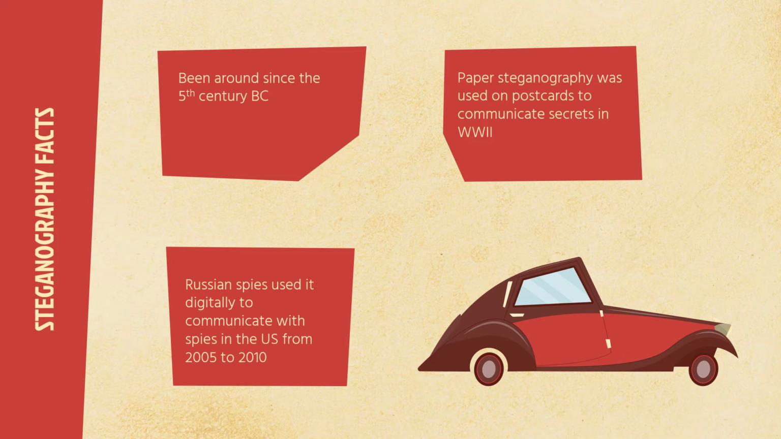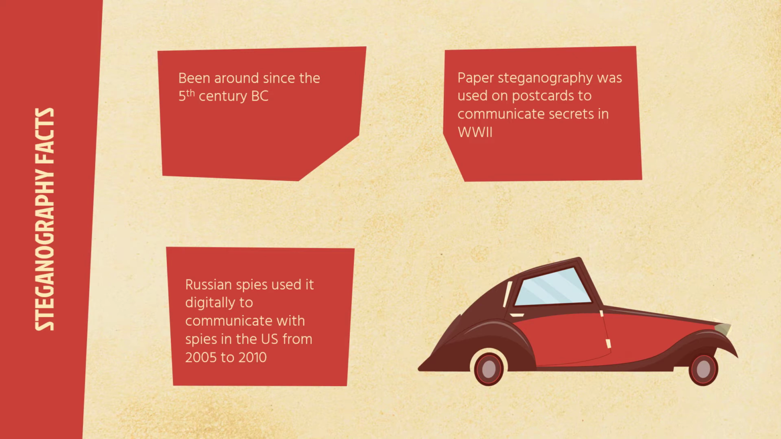Back in World War II, they did steganography via paper. They would do it on postcards to communicate secrets. What they would do is they would cut the edge of the postcard almost imperceptibly in a certain pattern, and the people would see that pattern and be able to put together what the message was. And then another use for it was back in 2005 to 2010. Like I mentioned, the Russian spies used it to digitally communicate with their U.S. spy counterparts.